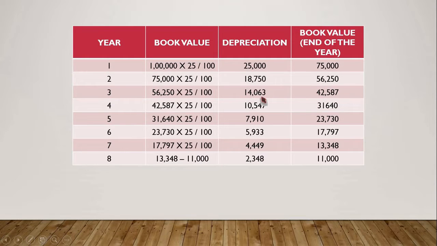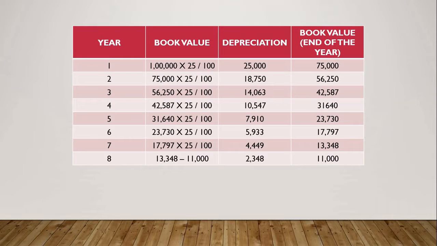In the third year, on 56,250 into 25 divided by 100, the depreciation cost is 14,063. 56,250 minus 14,063, the difference is 42,187. So like that for the remaining years. But in the last year, we consider the salvage value of 11,000, because on 13,348 into 25 divided by 100, it should come to 3,337 rupees.